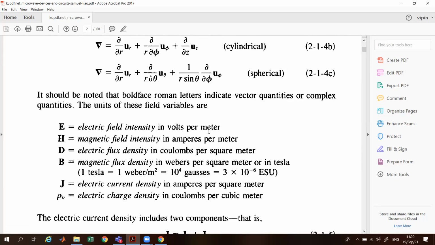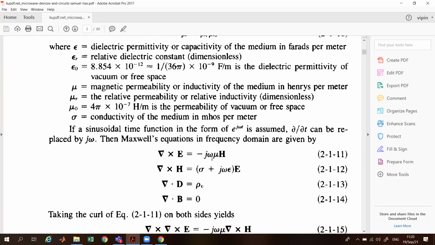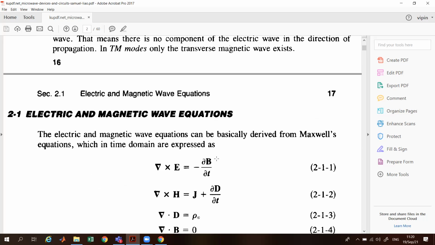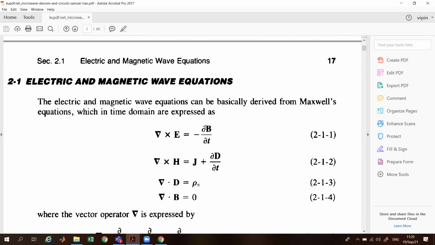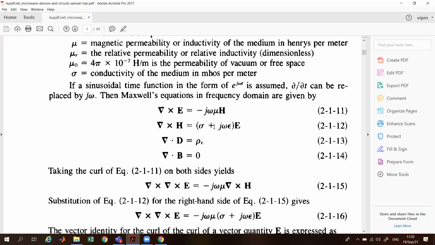So this relation can be written in this form, after writing the relation between B and H. B is equal to mu naught mu H vector. So we are putting that value here. d by dt is replaced by j omega, so we are going with respect to this. B vector is equal to mu H vector. So then we have this relationship.